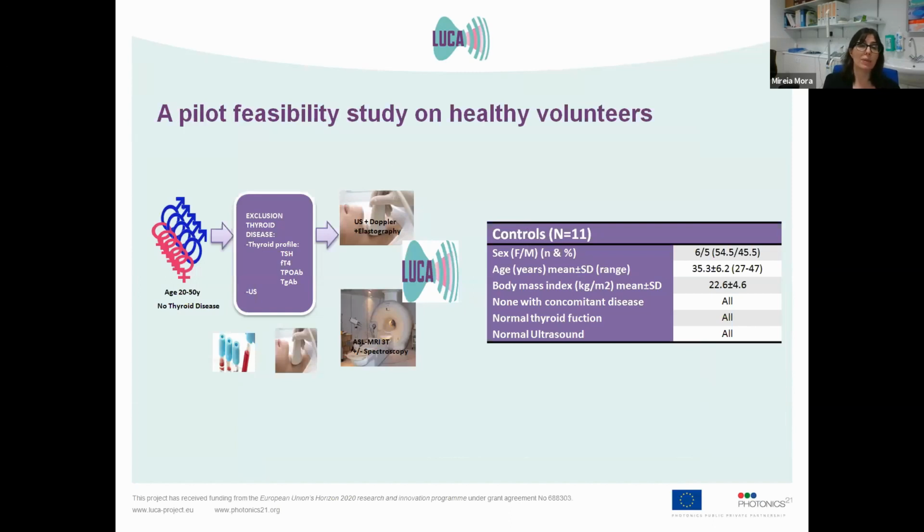We first performed a pilot feasibility study in healthy volunteers. We have already measured and analyzed 11 controls, 6 women, 5 men, with a mean age of 35 years and a mean body mass index of 22. And the most important aspect in these cases was to exclude any thyroid pathology. For that reason, we performed a blood sample test in which we checked that thyroid function and thyroid autoimmunity were negative. And we also performed an ultrasound study to check that the thyroid was morphologically normal.